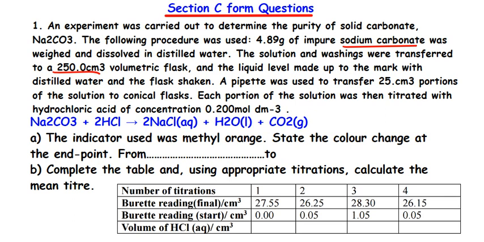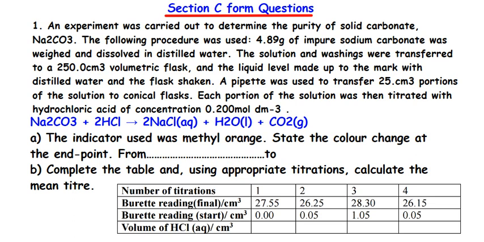This is the equation of the reaction. Then the first part is the indicator used, methyl orange. State the color change at the end point from dash to dash. Complete the table using appropriate titrations and calculate the mean titer. Okay, so this question looks too complex to just understand, get the context at once. So we are going to break it down step by step. So I want you to pay particular attention to the question.